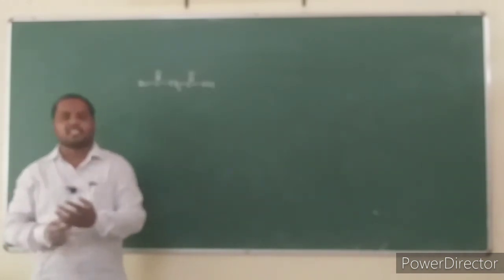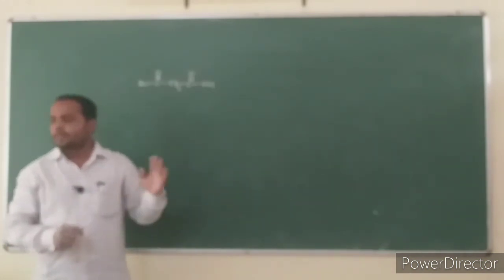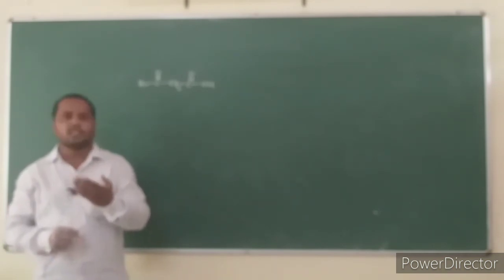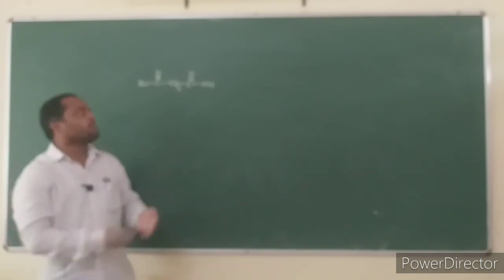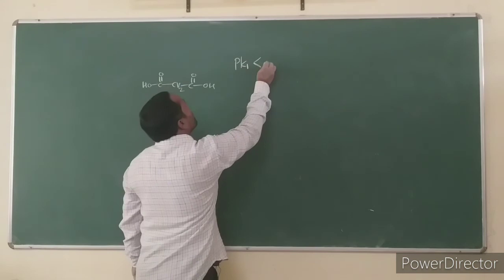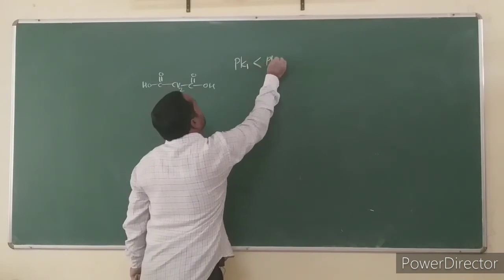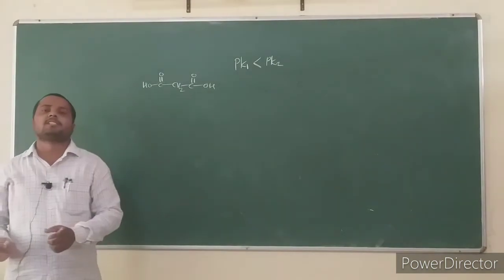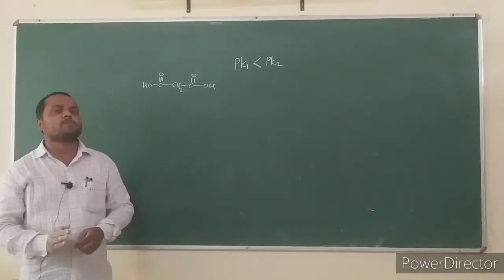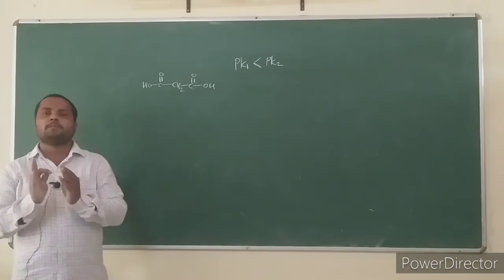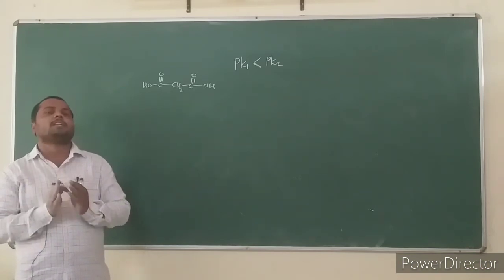Similarly, fumaric acid is a dicarboxylic acid. The pK1 for fumaric acid is 3 and pK2 is generally 4.38. It means the pK1 is always smaller than the pK2. In dicarboxylic acid, the pK1 is always smaller than pK2. In the second dissociation, pK2 is always higher than pK1.